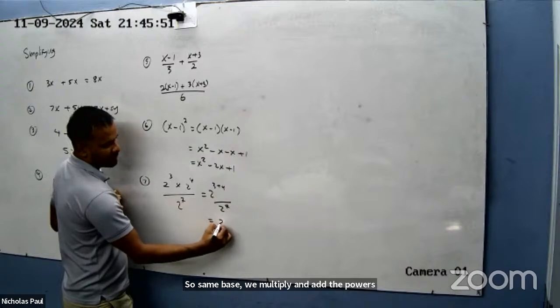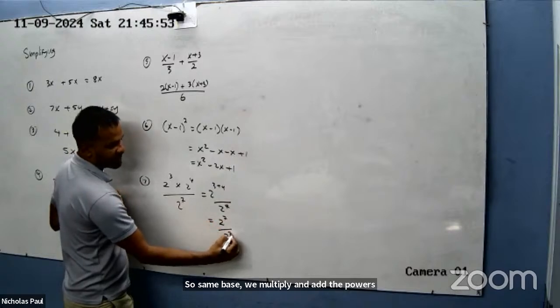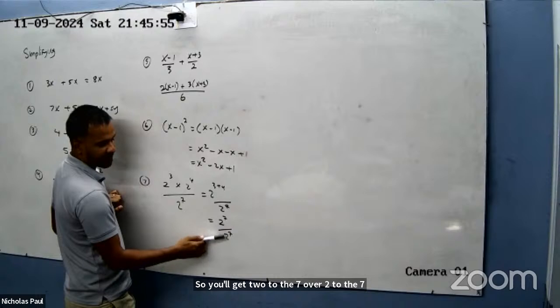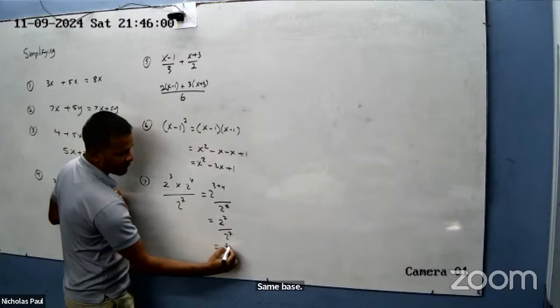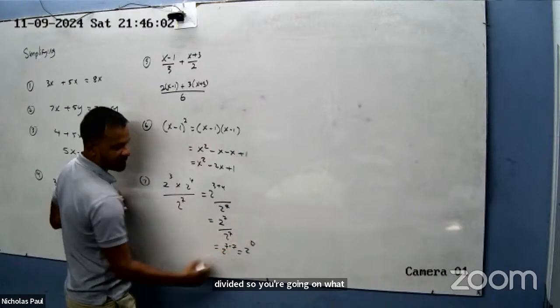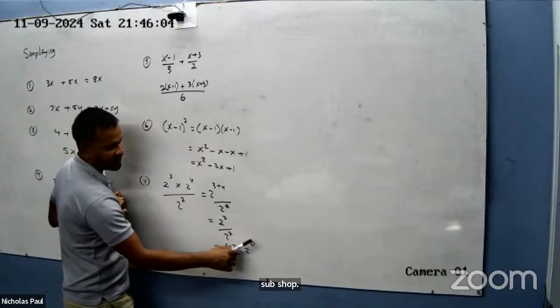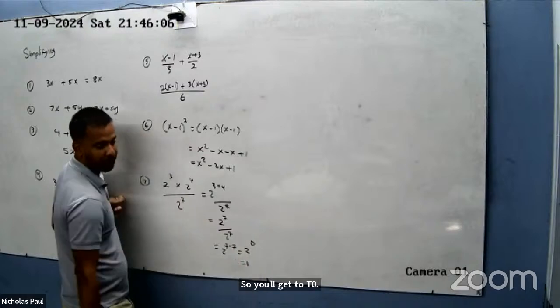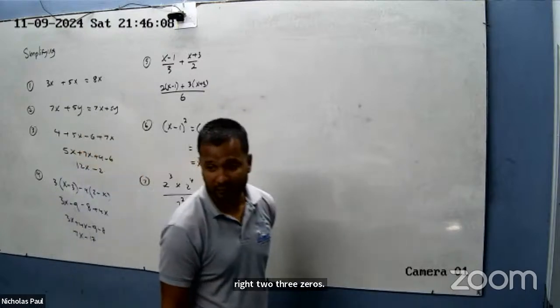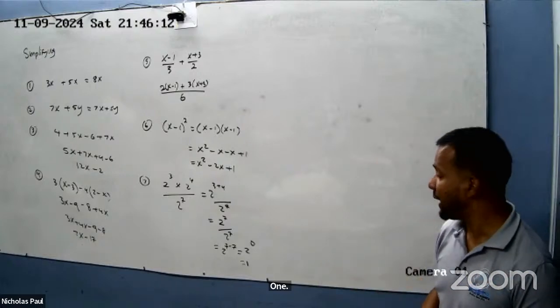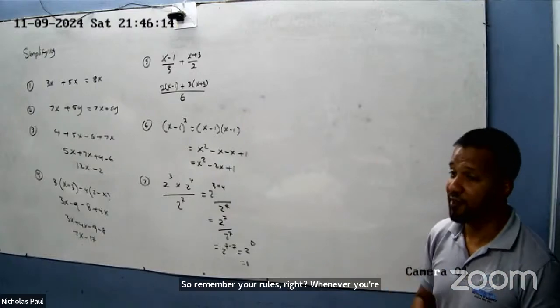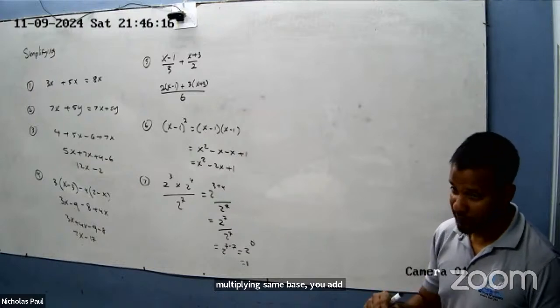So you'll get 2 to the 7 over 2 to the 7. Same base, divided. So you're going to do what? Subtract. So you'll get 2 to the 0. Right? 2 to the 0 is 1. Everybody okay with that? So you remember your rules, right? Whenever you're multiplying same base, you add, right? Whenever you're dividing same base, you take away, right?